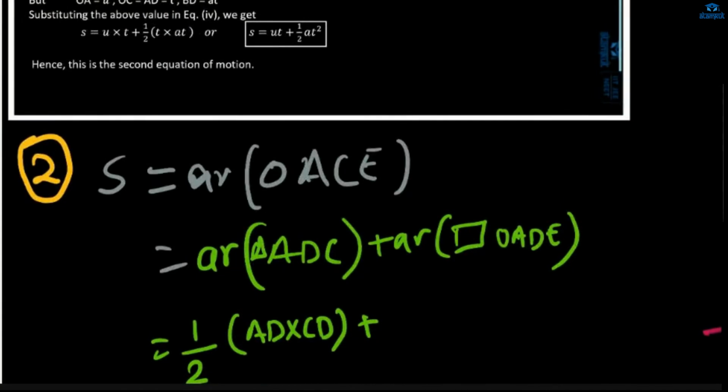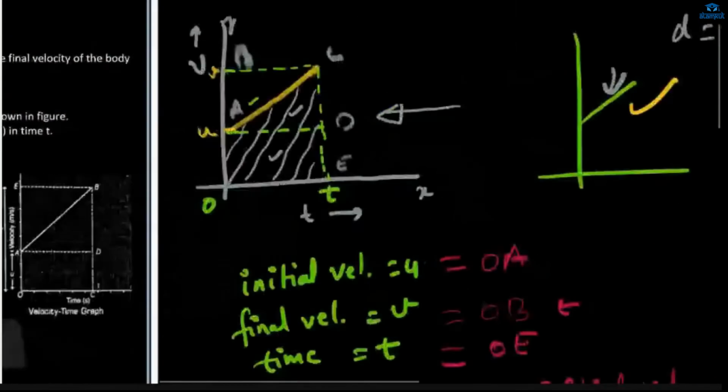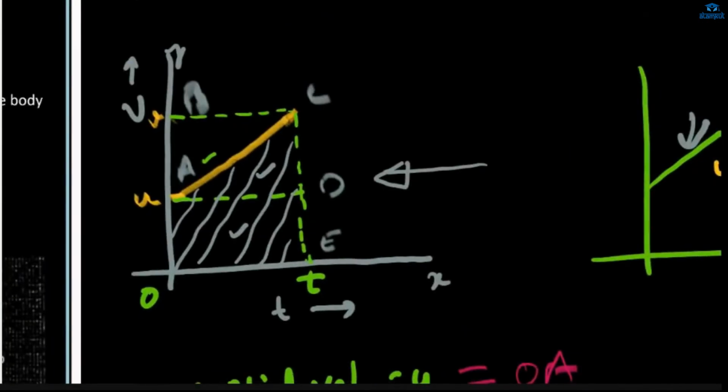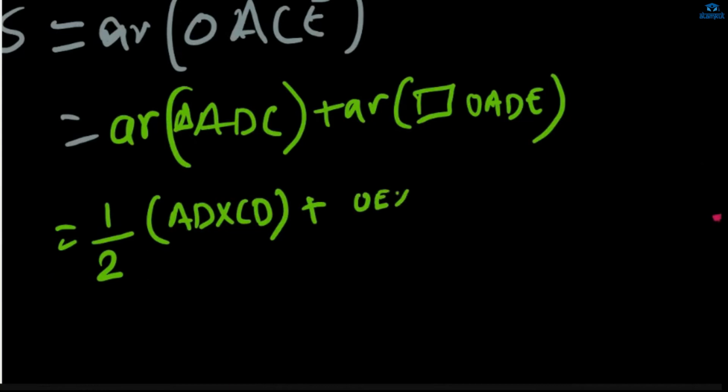OACE. Ma'am, what is O? Trapezium. OA. Okay. O is your origin. Okay, ma'am. The area of rectangle will be what? OE into OA, right? Yes, ma'am. OE into OA.